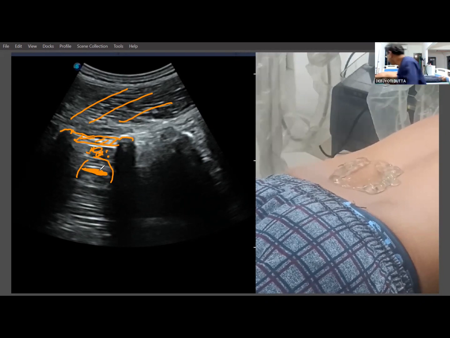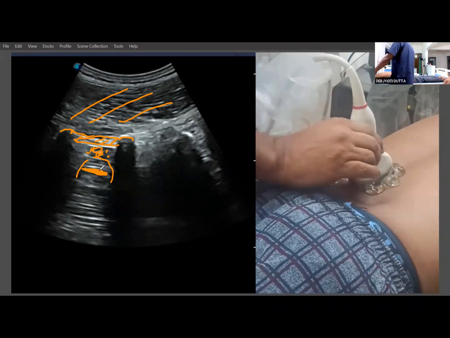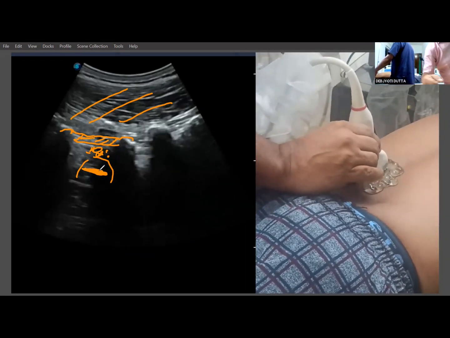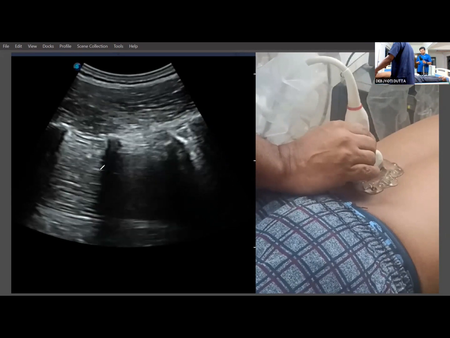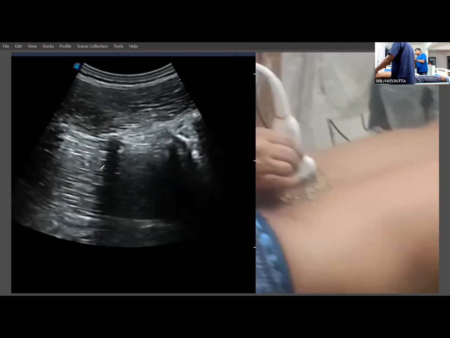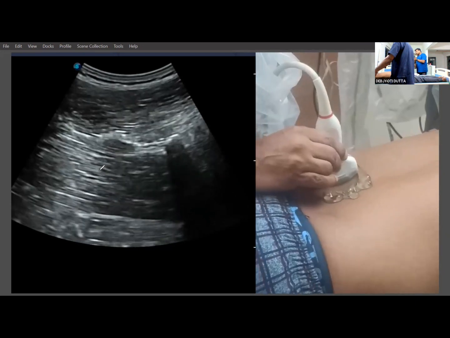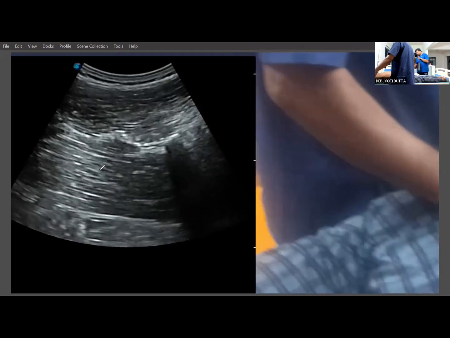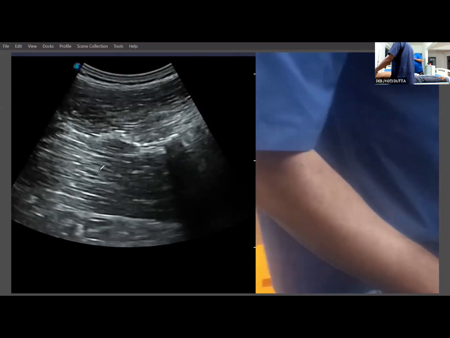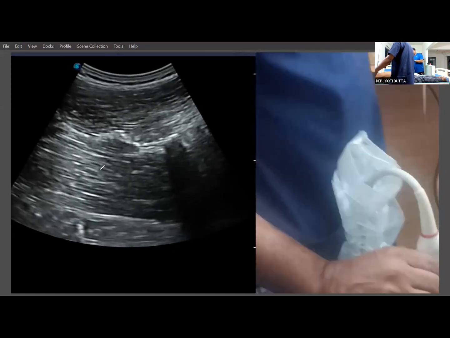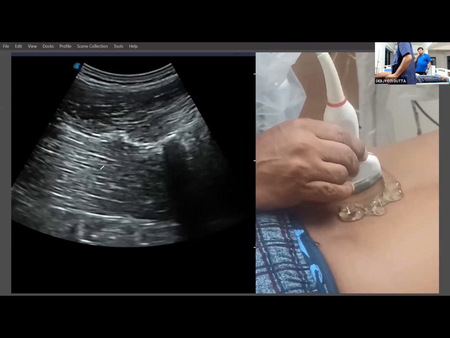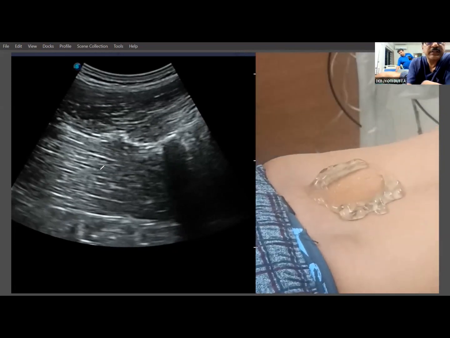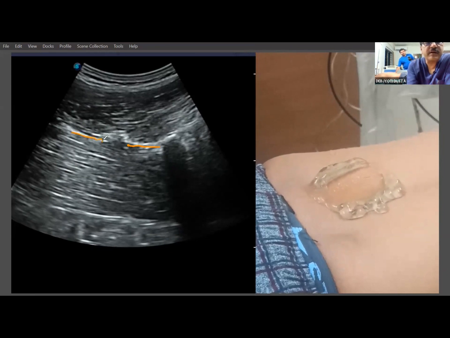plexus. So now, from this view, if we go more laterally, just look at this. What happens? Now the transverse processes are gradually disappearing, and now try to understand, some hyperechoic glistening line is appearing between the two transverse processes, and follow that. I am going laterally. So at this point, this is your thoracolumbar fascia. Still it is the anterior layer and the middle layer together.